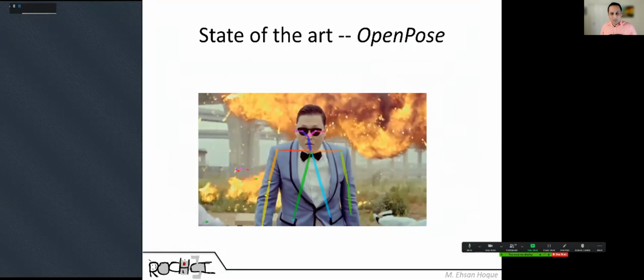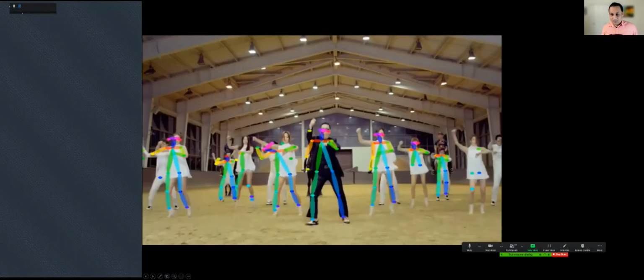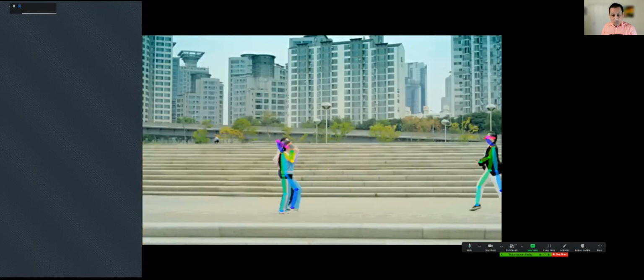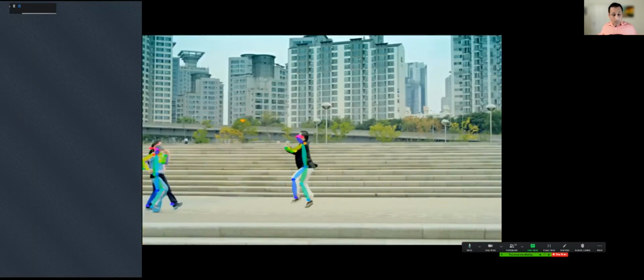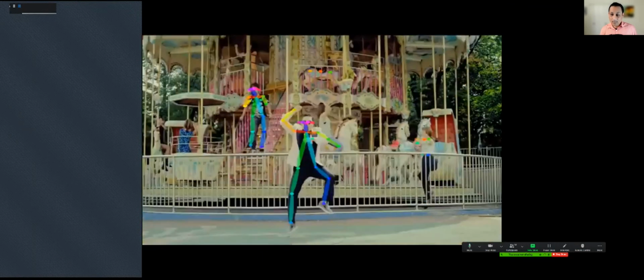In computer vision, one of the state-of-the-art algorithms is called OpenPose. So if you click here, Open Gangnam Style.